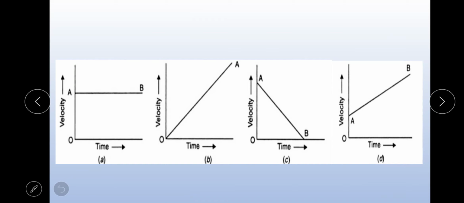So this is the first graph, when the object moves with uniform velocity or zero acceleration. Second one, the object moves with uniform positive acceleration. And third one is the object moves with uniform negative acceleration. And last one is the body starts with initial velocity and then moves with uniform acceleration. So these graph natures are important.